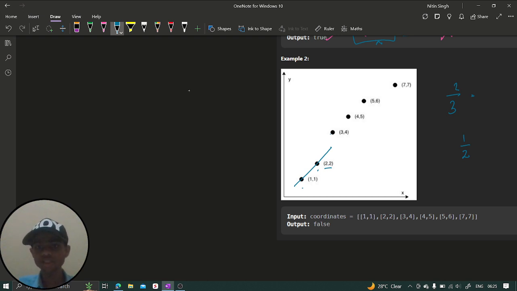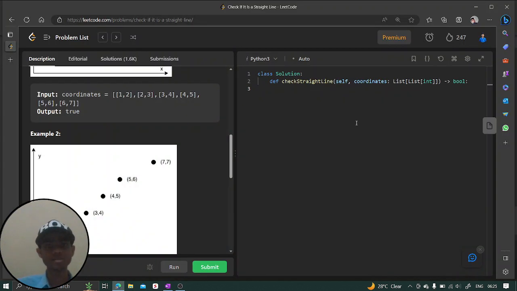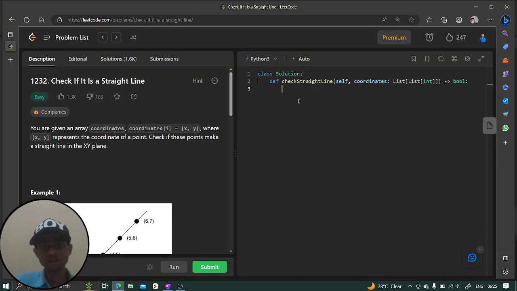We will not check the remaining elements, right? Because this point is not following this particular line. So we directly return false. Now guys, let's move to the code part and see how we can do this. I hope you understood the logic part. So now let's move to the code and see how we can implement it in C++, Java and Python. Fine guys, first of all I'm starting with Python, right?